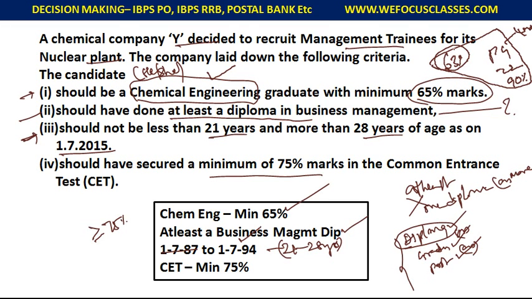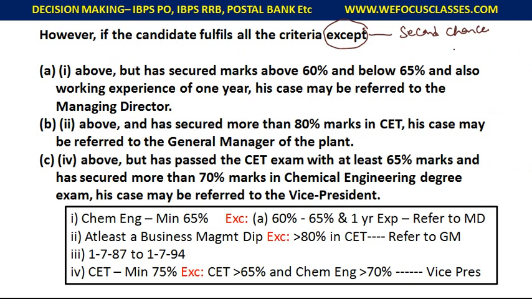For what cases the exceptions are given in the problem, that is what we are going to read now. The first exception, A. For which condition is the exception given? The first condition above. What was the first condition? Chemical engineer with a minimum of 65% of the marks. So he has to be a chemical engineer first. There is no alternate for that, and his minimum marks must be 65%. So for this chemical engineer 65% marks condition, an exception is given.